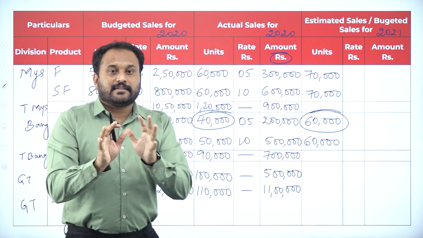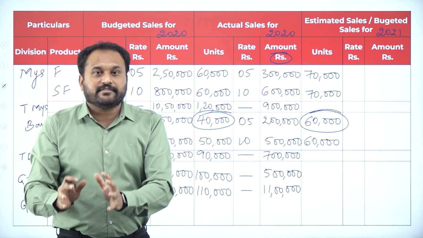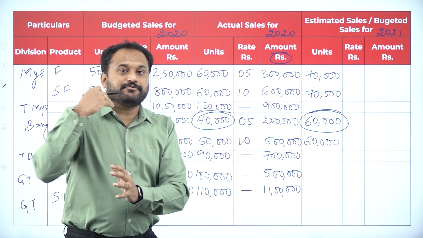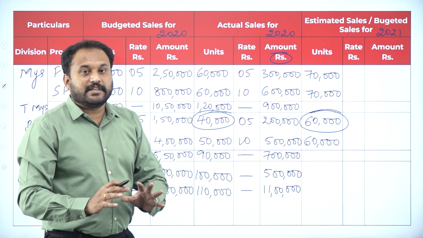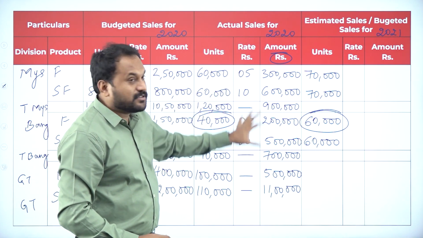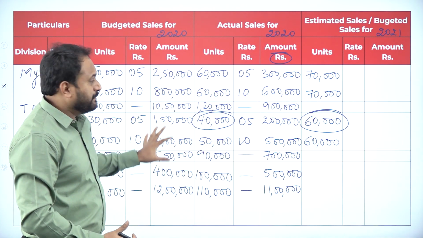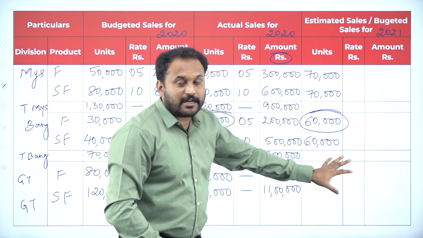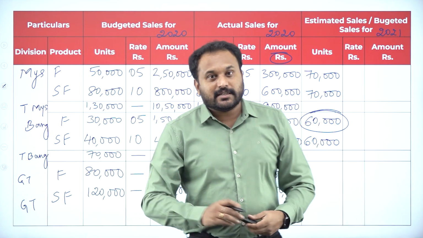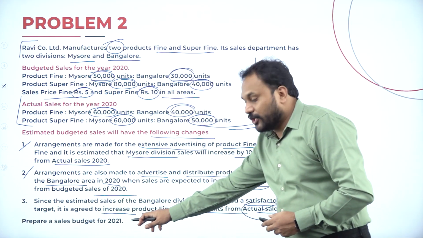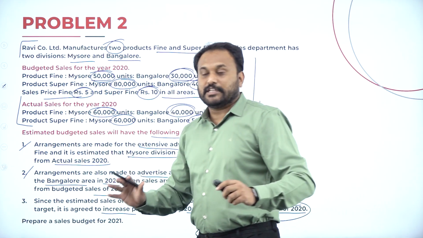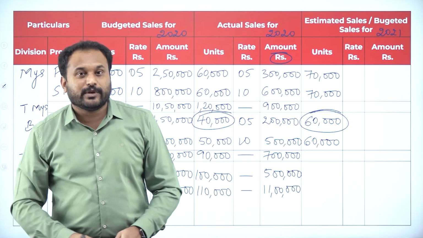The simple thing I'll tell you here is, whichever base they say to increase from, you need to increase from that. If they say actuals, increase by actuals. If they say budgeted, increase by budgeted. So this is what is done. Now, the last thing they are asking you to do is prepare a sales budget for 2021. That's it. So the entire problem we have taken.